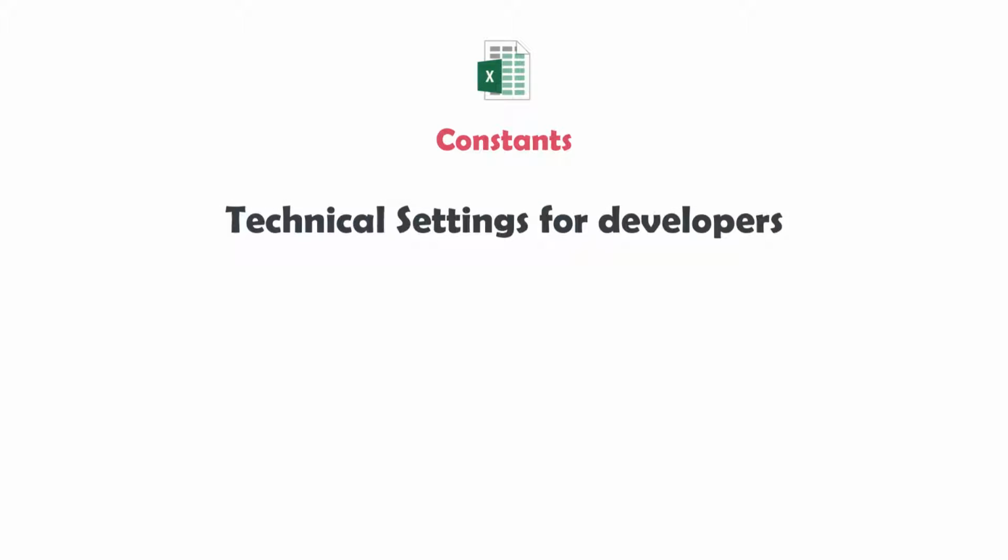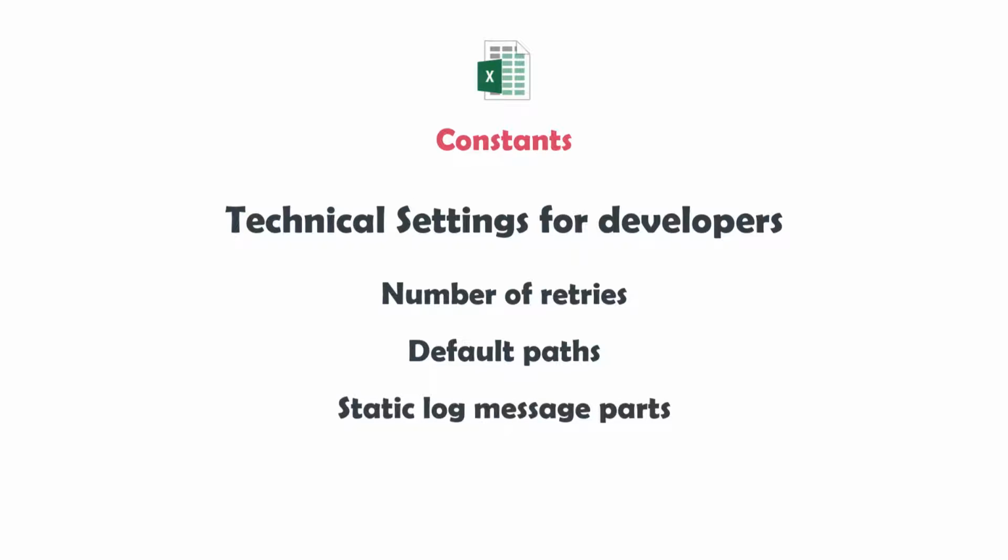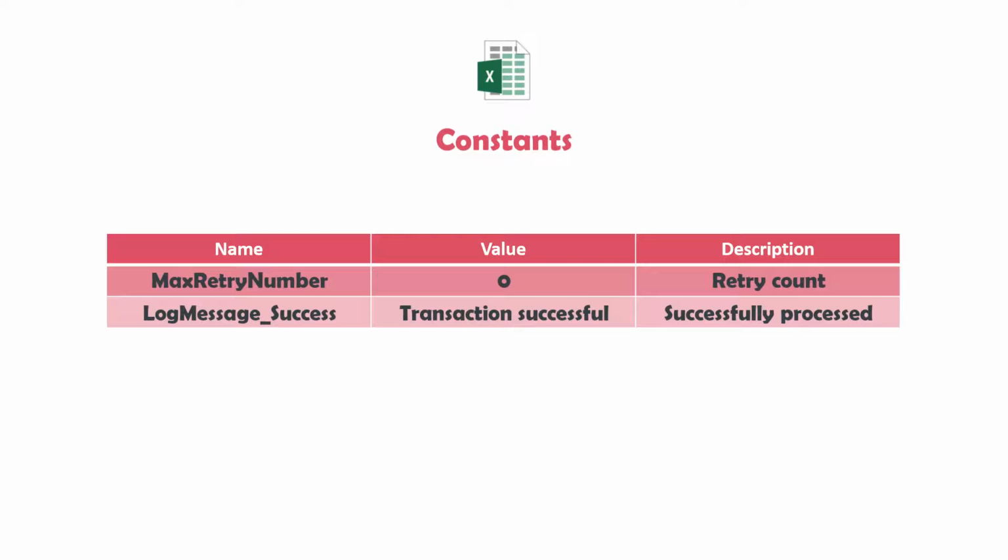Let's check the constants sheet. The constants sheet stores technical settings that are useful for developers. It contains information, such as the number of retries, default paths, and static log message parts. It contains also 3 columns: name, value, and description. We read the information from it in the same way as we read from the settings sheet. That's all about the constants sheet.